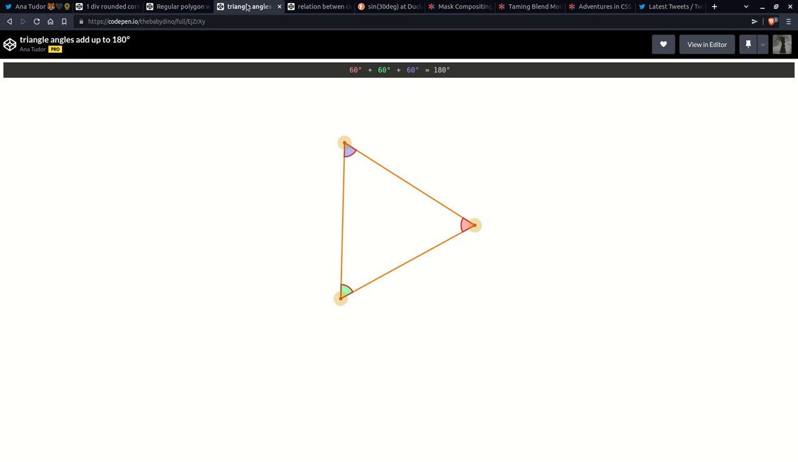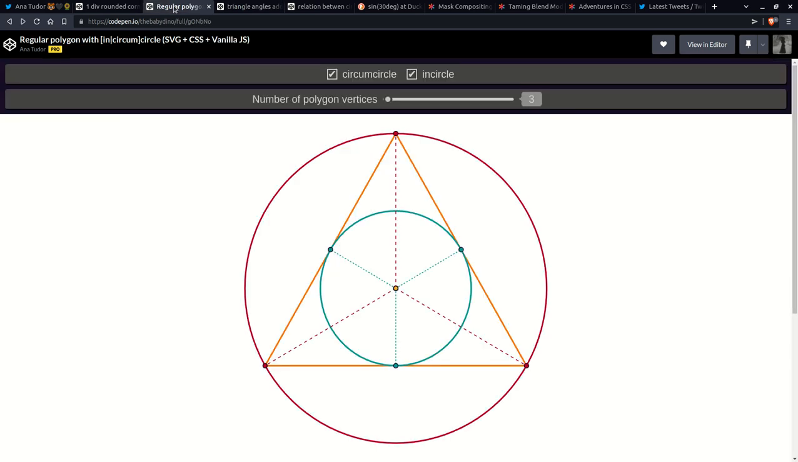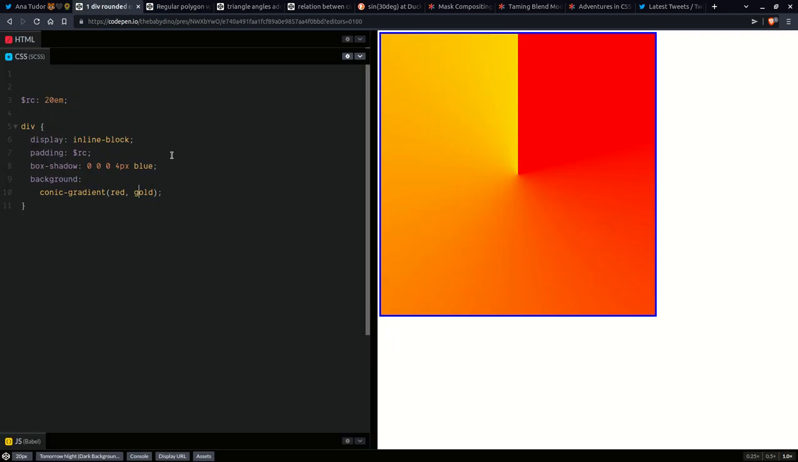The sum of the angles in a triangle is always 180. And for a triangle that has all vertex angles equal, that means 60 degrees per vertex angle. Okay, so we are going to start from 180 degrees minus 30 degrees, that is 150 degrees.